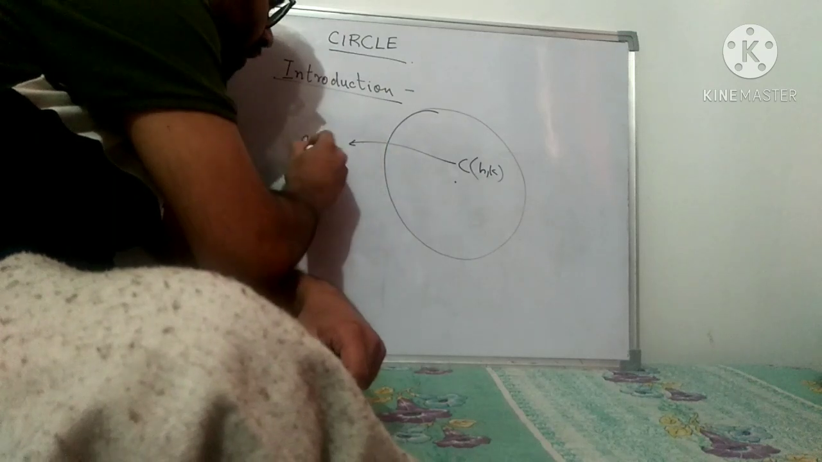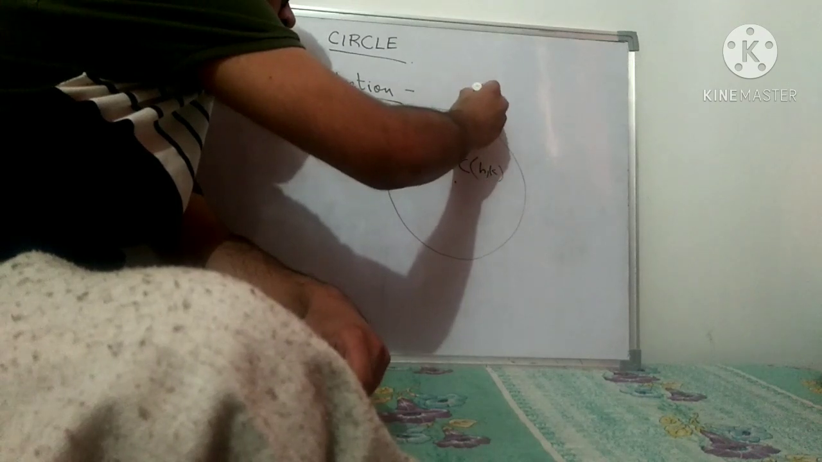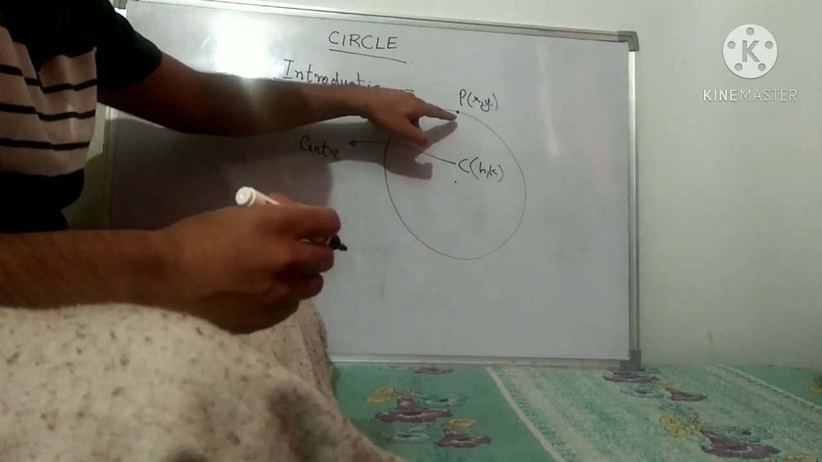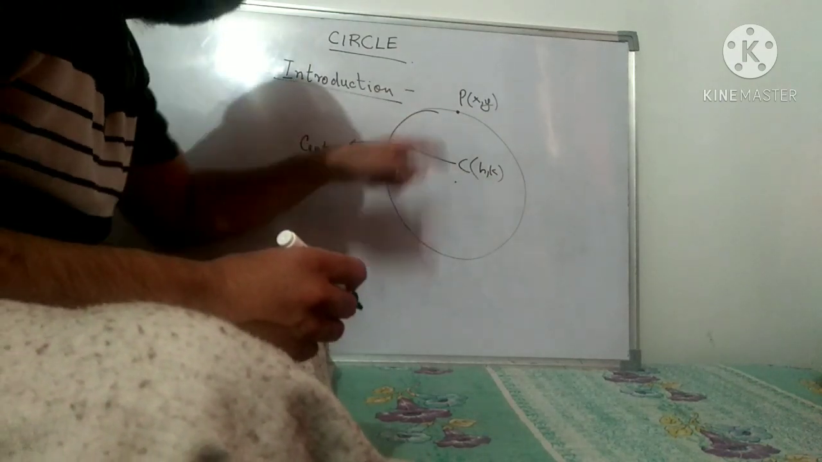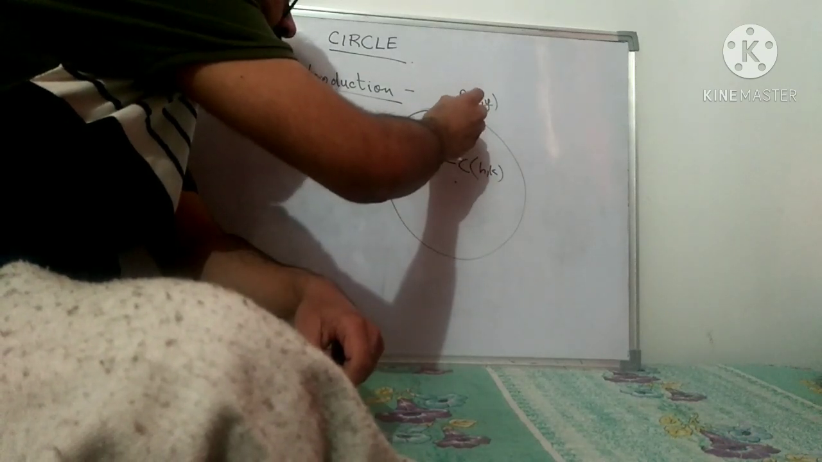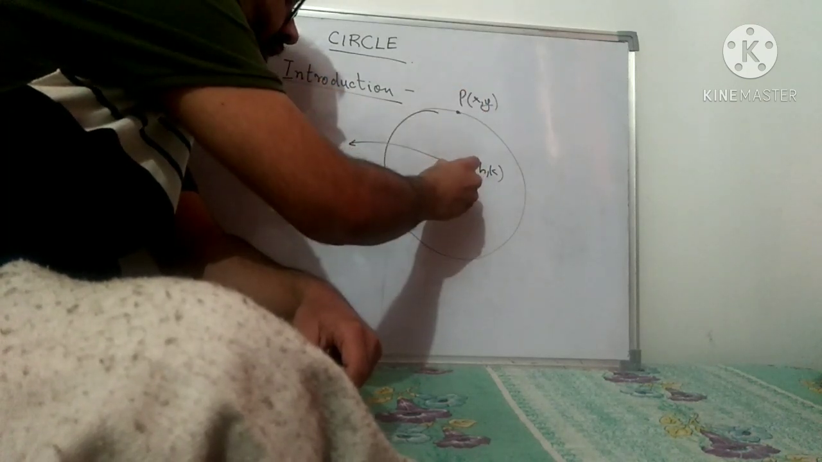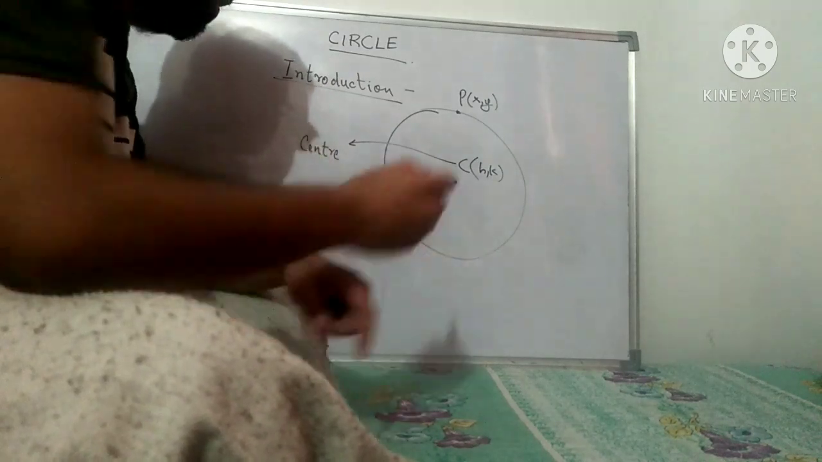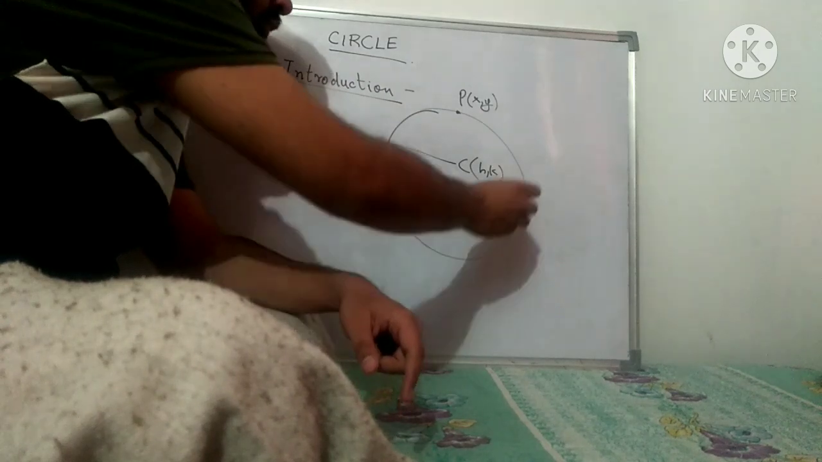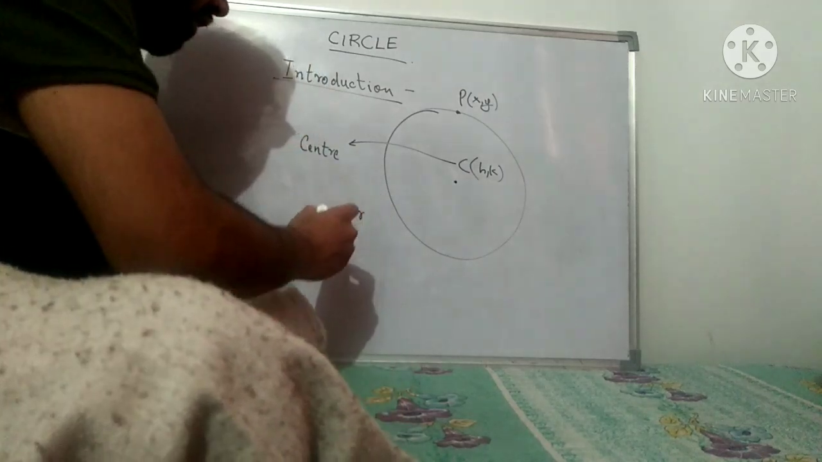The point whose locus we are trying to find, x comma y, is moving on the circumference of the circle, which means it is moving on the boundary of the circle. We have to find the locus of this point such that it is always at a fixed distance from the center. In satisfying this condition, it will always move in a circular path. The distance PC is fixed, which is the radius.